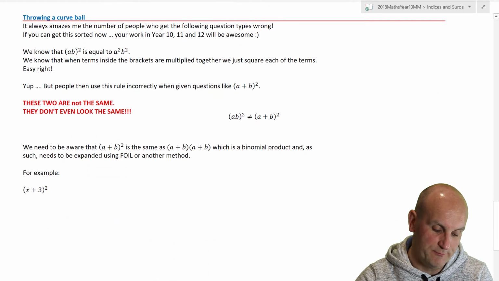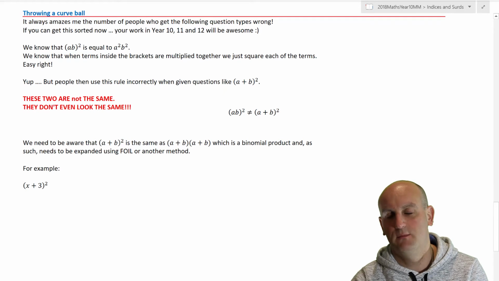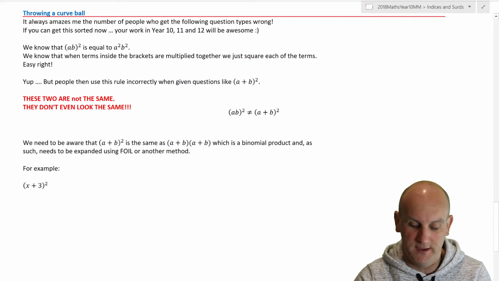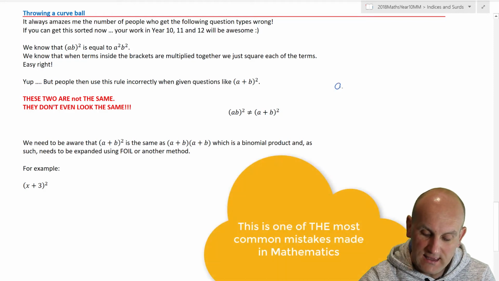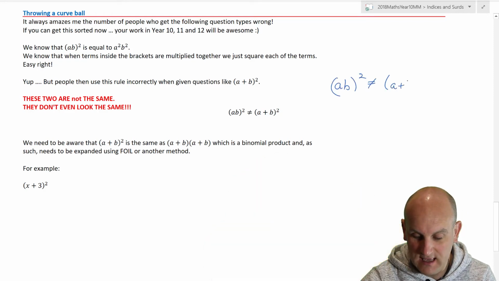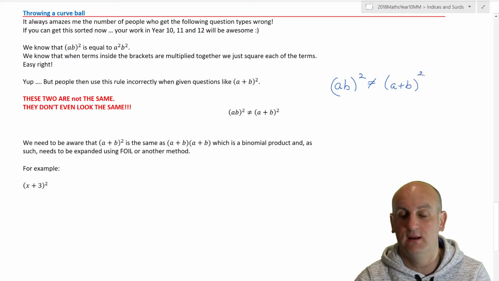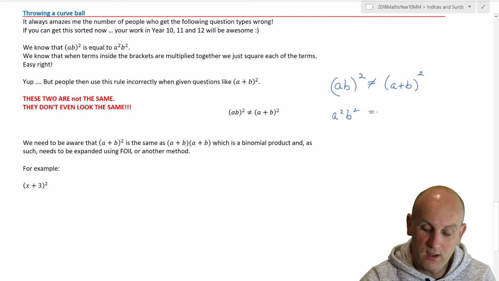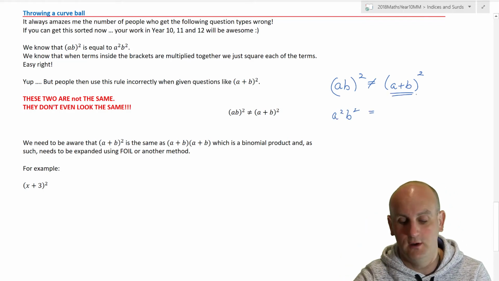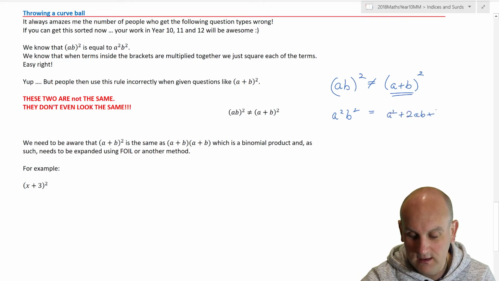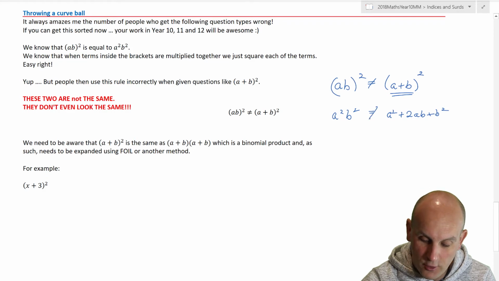Now, throwing a curveball. It amazes me the number of people who mess this up. And I'm really, really sorry if this is one of you, but you have to stop it. AB squared is not the same as A plus B all squared. Now, what I'm trying to say by that is if I have AB squared, that is literally A squared B squared. If I was to multiply this out using FOIL, I actually end up with A squared plus 2AB plus B squared. They are not the same.